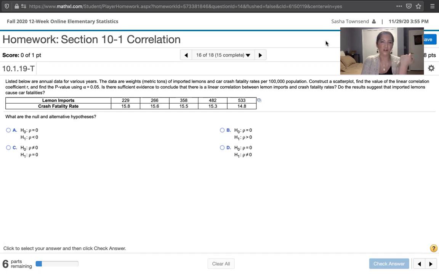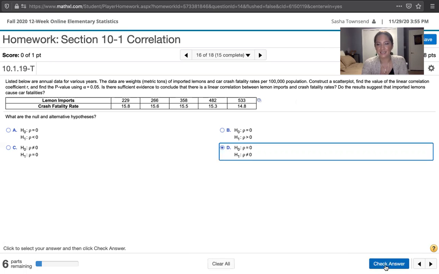First, we're asked for the null and alternative hypotheses. Now, the claim is that there's a linear correlation between the two variables. So the null hypothesis is that there's no correlation. The alternative hypothesis is that there is a correlation. And we're not saying that the correlation has to be positive or negative. So the null is that rho is equal to 0, and the alternative hypothesis is that rho is not equal to 0. So that's D.